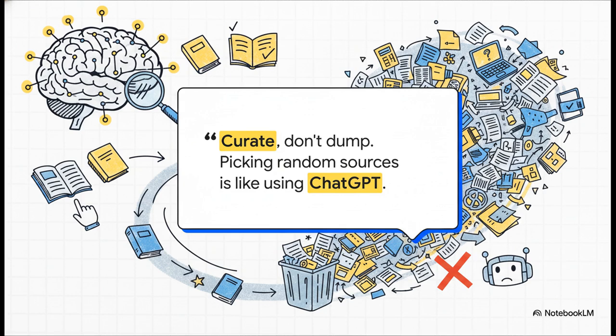Vet your sources carefully. The biggest mistake beginners make is just running to Google, downloading 20 random articles, and dumping the whole shebang into a notebook. Remember, the AI is only as smart as the sources you feed it. Handpick the absolute best materials. Curate your input to guarantee the quality of your output.